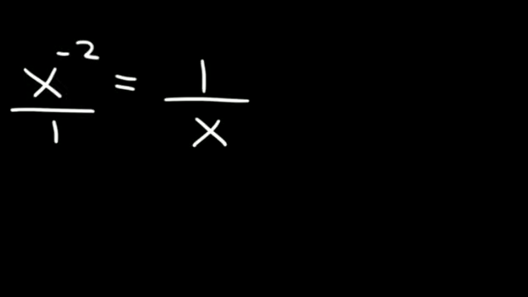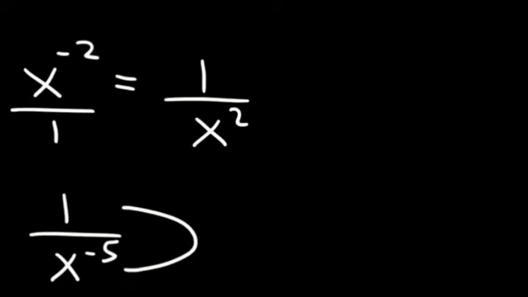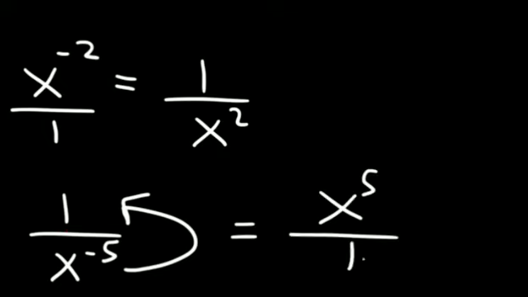So anytime you have a negative exponent, you could move it to the other side of the fraction, making it positive. So if I had 1 over x to the negative 5th power, I could take this exponent, move it to the top, and now it's going to be x to the 5th power. You could write it like that, or you could say over 1. It's the same thing.